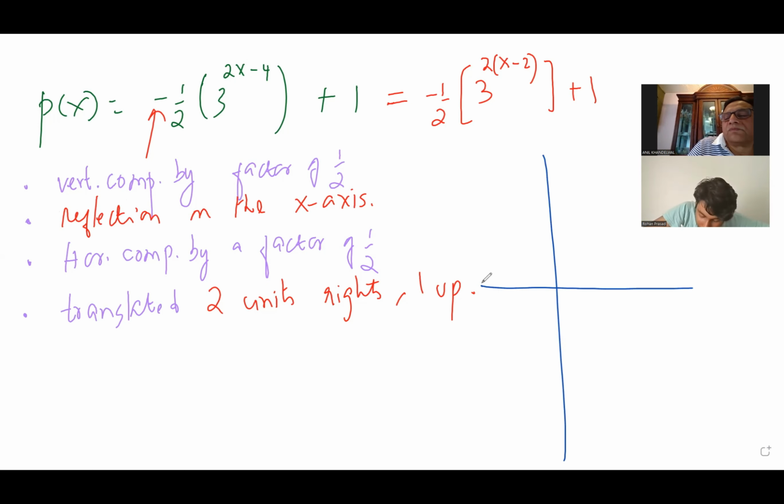So if you want to sketch the graph, how will you sketch this graph? It would be 2 units to the right and 1 unit up. It wouldn't be as steep, sir, because it is compressed by a factor of half. Yes. And then reflected on the x-axis.